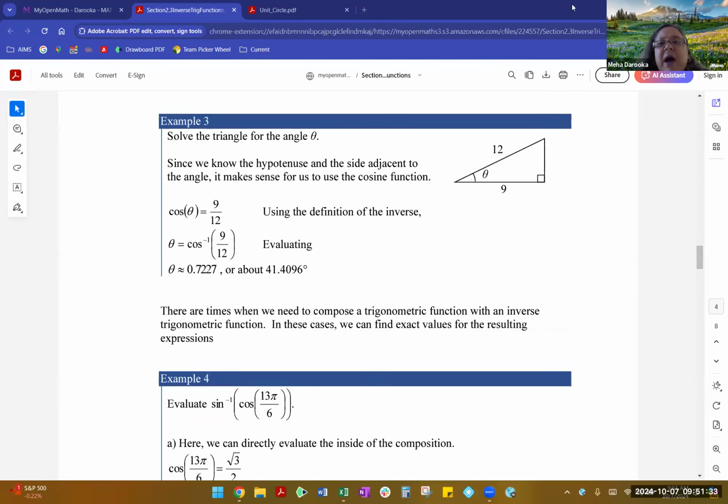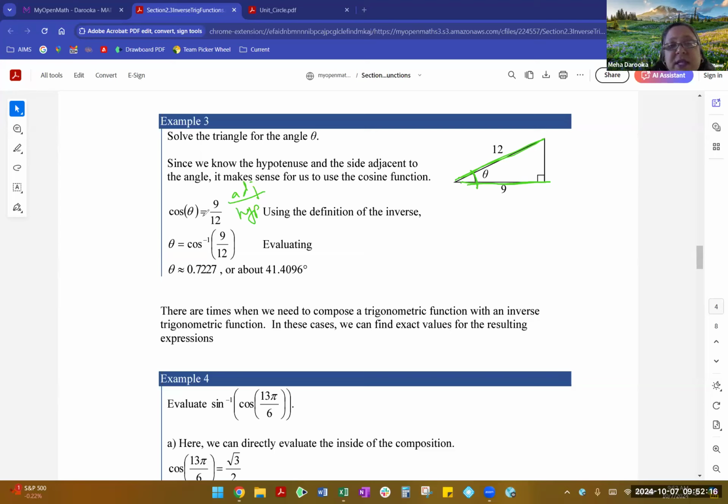Now, we did talk about how we can also use right triangle trigonometry to help us come up with the value of our angle, because basically that's what the inverse function does, right? It helps us figure out what the value of our angle is going to be. As you can see with this one, looking at example 3, we have the angle theta over here. This would be the adjacent side. This would be the hypotenuse. So of course, using the definition of a cosine function, we know it's going to be the adjacent side over the hypotenuse. So you get cosine of theta is equal to 9 over 12, right?